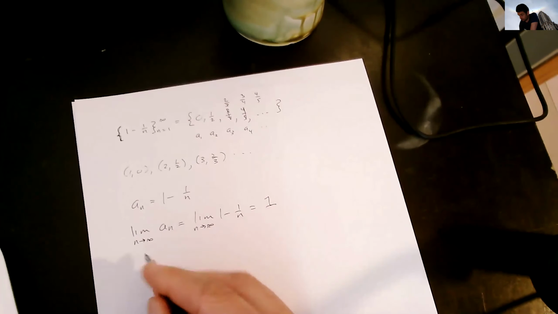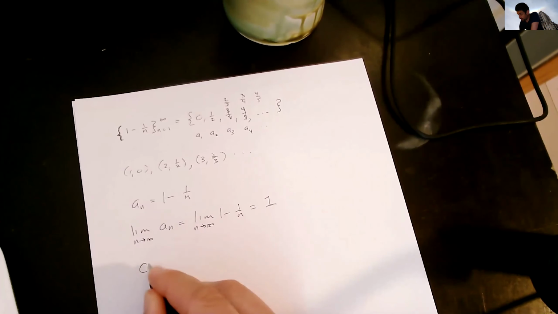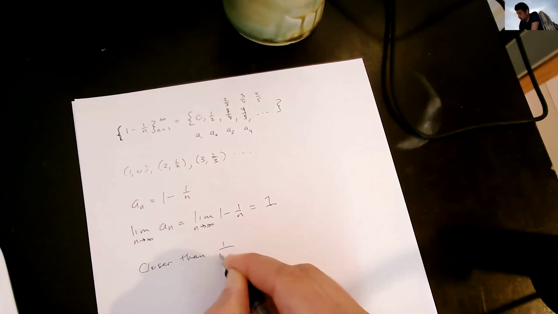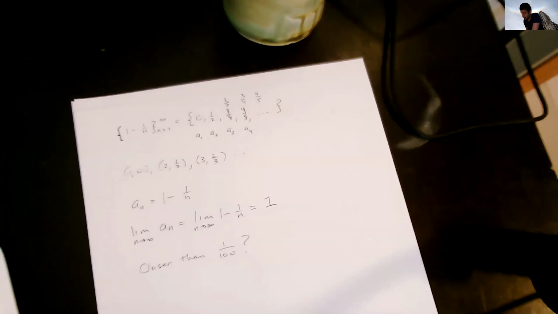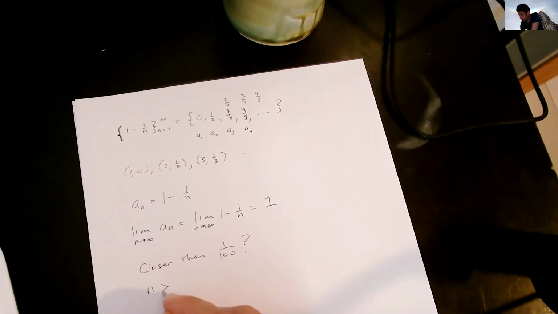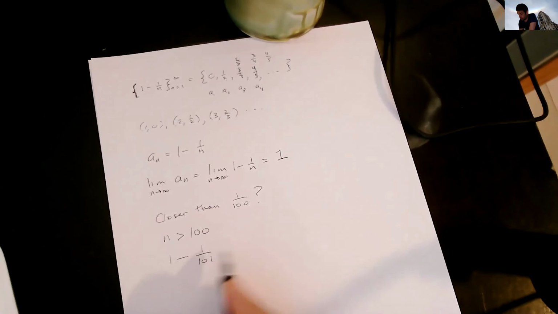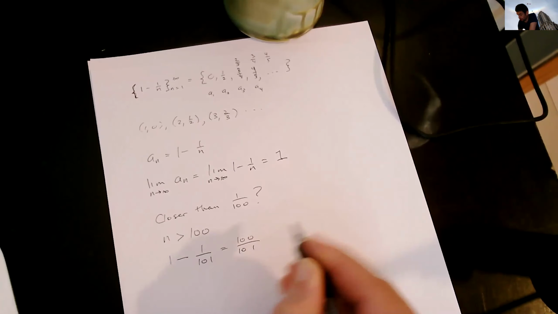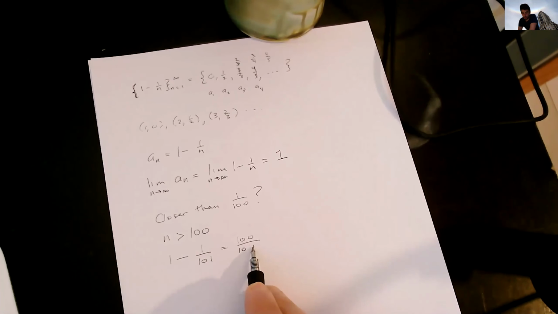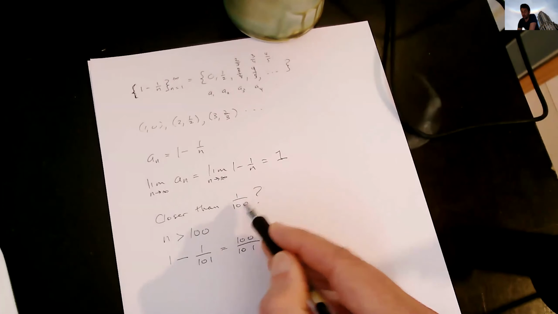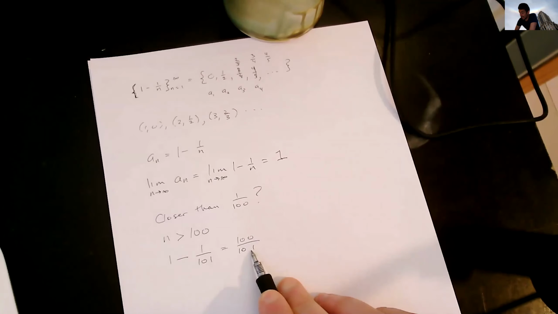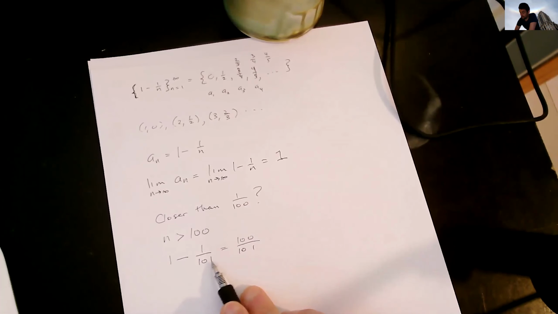So for instance, what if somebody challenged me to say, oh, can you make it closer than 1 over 100? Well, all I have to do is take n larger than 100, and I get numbers like 1 minus 1 over 101. If n were to equal 101, larger than 100, then this is 100 over 101. That's 1/101st from 1, which is smaller than 1/100th. If you make the denominator bigger, it gets smaller. And any number larger than 100 is going to have that same property, that the distance from 1 of the results is going to be less than 1 over 100.